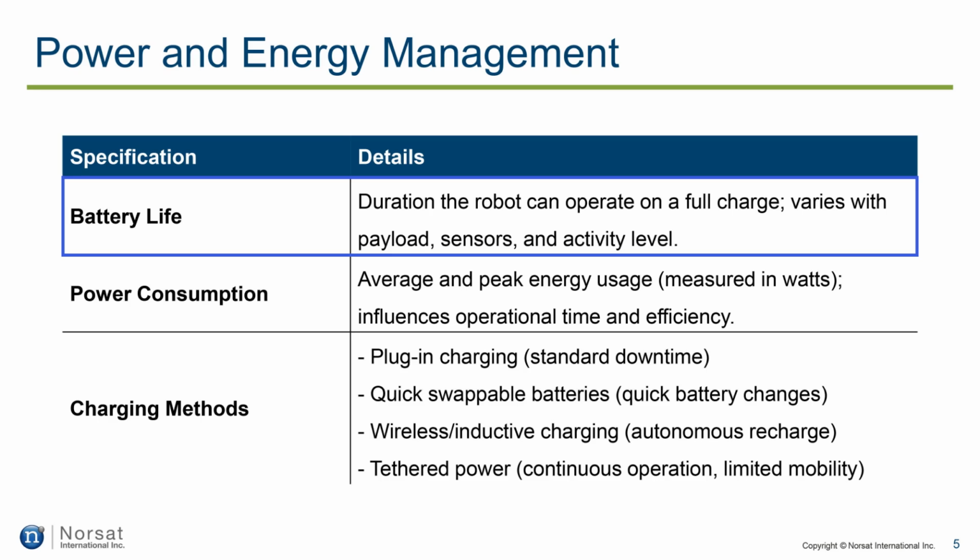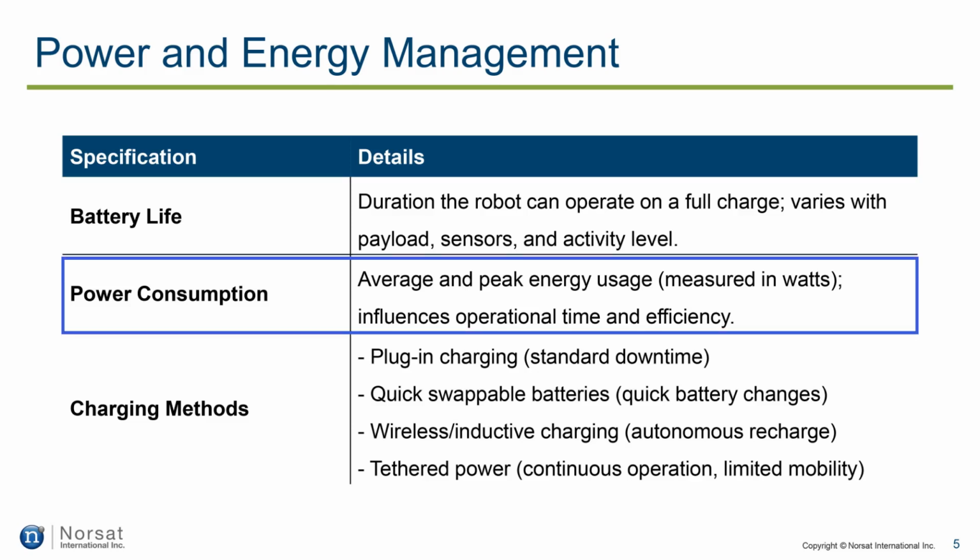First, battery life. Battery life is the time a robot runs on one charge, varying by size, payload, sensors, and activity. Small indoor units may last 1 to 4 hours, while larger mission-critical robots, like quadrupeds or drones, can be limited to minutes under heavy load or tough terrain.